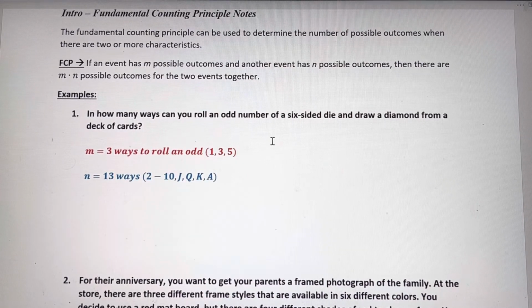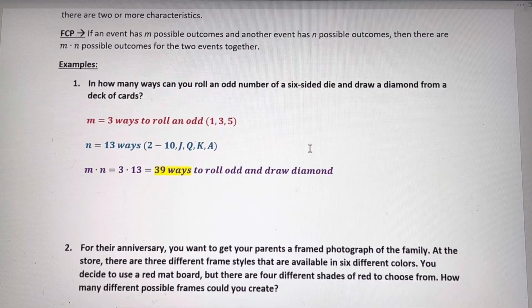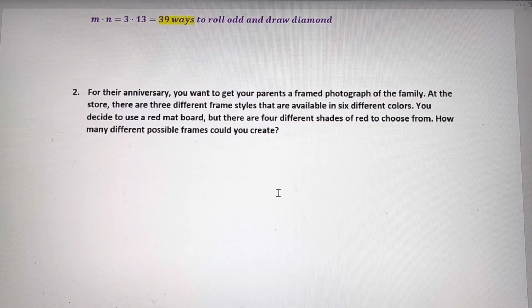So the number of ways you could do both of those together is to multiply 3 times 13, which means there's 39 different ways. You could roll a 1 and then choose any of these 13 cards. You could roll a 3 and then choose any of these 13 cards. Or you could roll a 5 and choose any of these 13 cards. When you total all that up, there's 39 ways. So we use the fundamental counting principle to help us count all the possibilities, so we don't have to break it down into all the different ways. All right, pause it here, try number 2 on your own, and then come back and check your work.